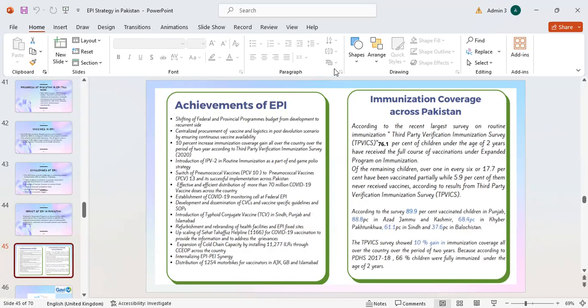According to the survey, 89.9% of children are vaccinated in Punjab and 88.8% in Azad Jammu and Kashmir, 68% in Khyber Pakhtunkhwa, 61% in Sindh, and 37% in Balochistan. And these are the points of achievement of EPI.